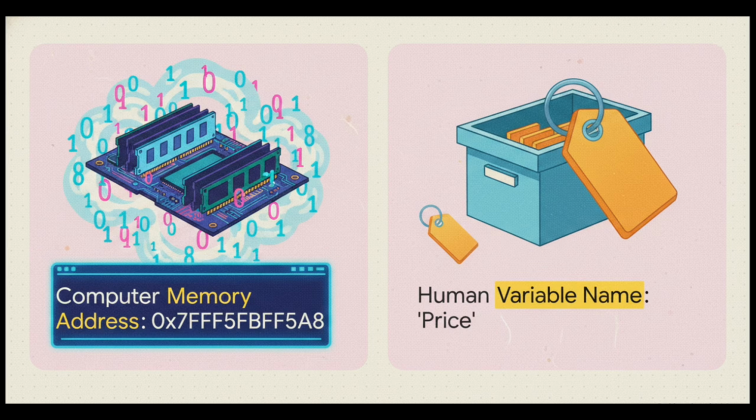By simply naming that exact same location, price, we completely bridge the gap between machine logic and human understanding. Variables do the heavy lifting of remembering those terrifying memory addresses, so you literally don't have to.